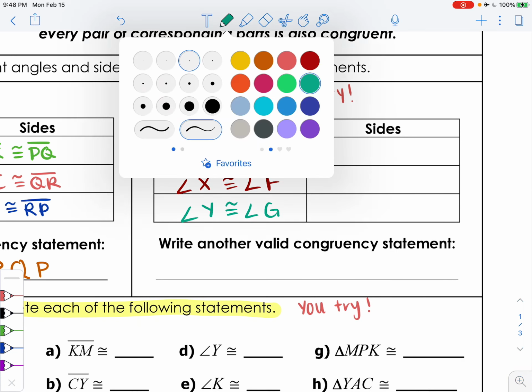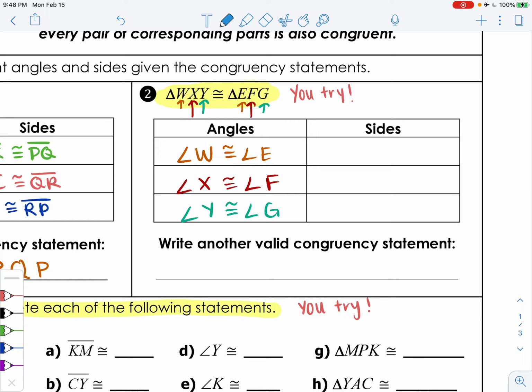Now for the sides, we do the same thing, except remember we need 2 letters instead of just 1. So if I go with the orange and the red, right? That's WX and EF. So WX is congruent to EF.